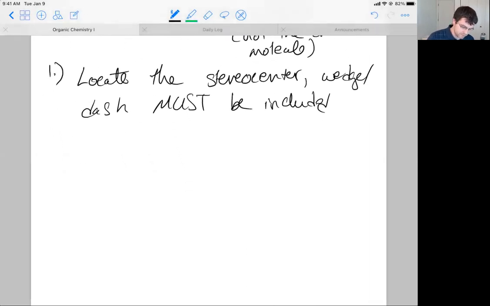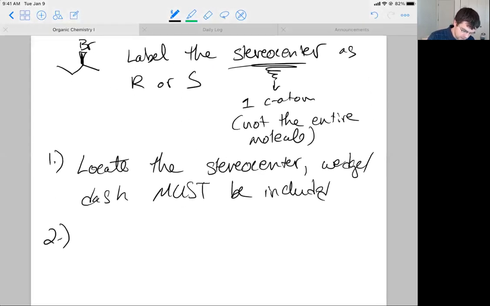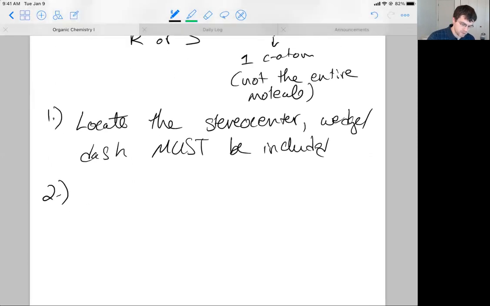Okay, so we have to first locate the stereocenter, and it's not hard in this case. We've got our wedge and our dash, and we just put a star next to where the wedge is. Okay.